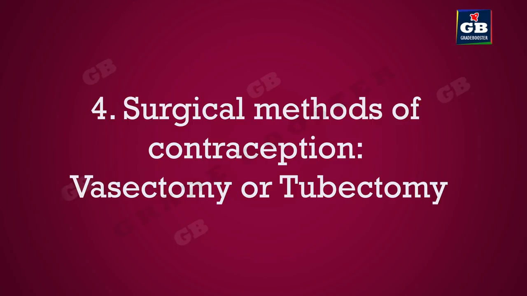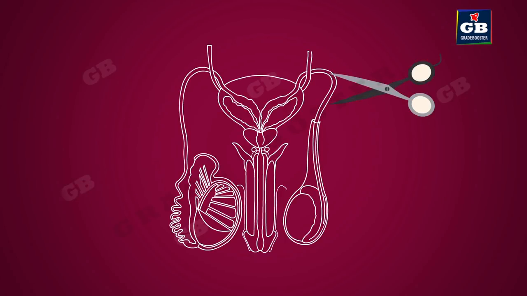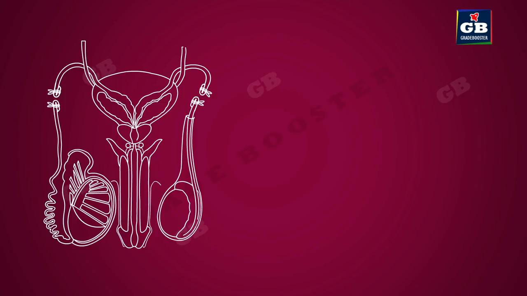4. Surgical methods of contraception. Examples, vasectomy or tubectomy. Vasectomy: if the vas deferens in the male is blocked by a small surgery, sperm transfer will be prevented. This method is called vasectomy.